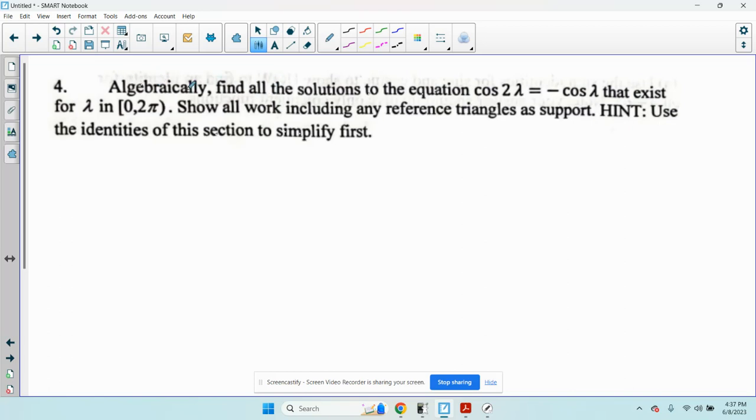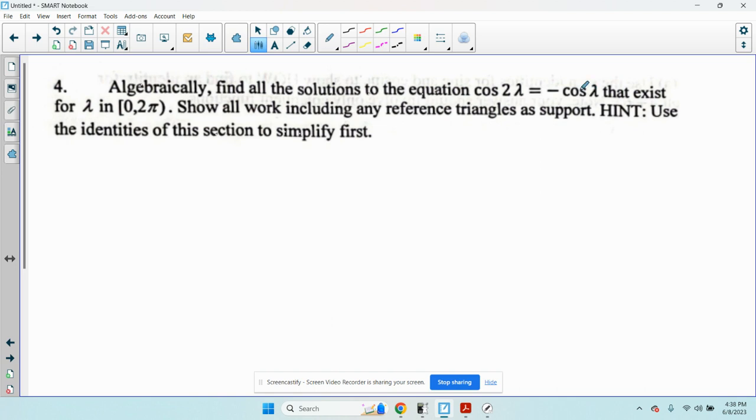It says algebraically find all solutions to this equation, I guess with delta being within one rotation of the unit circle, and it asks us to use identities to simplify first. So it might not be obvious how to start this thing. You kind of look at the identities and see which ones apply.